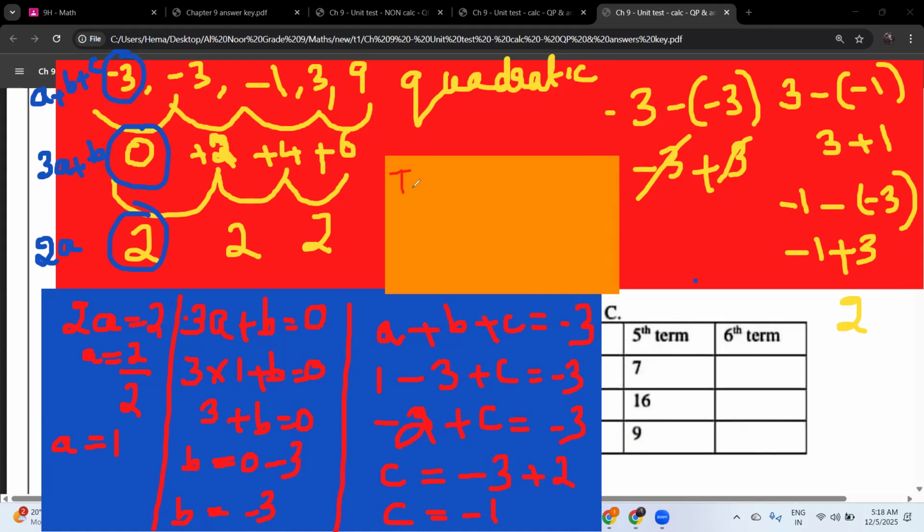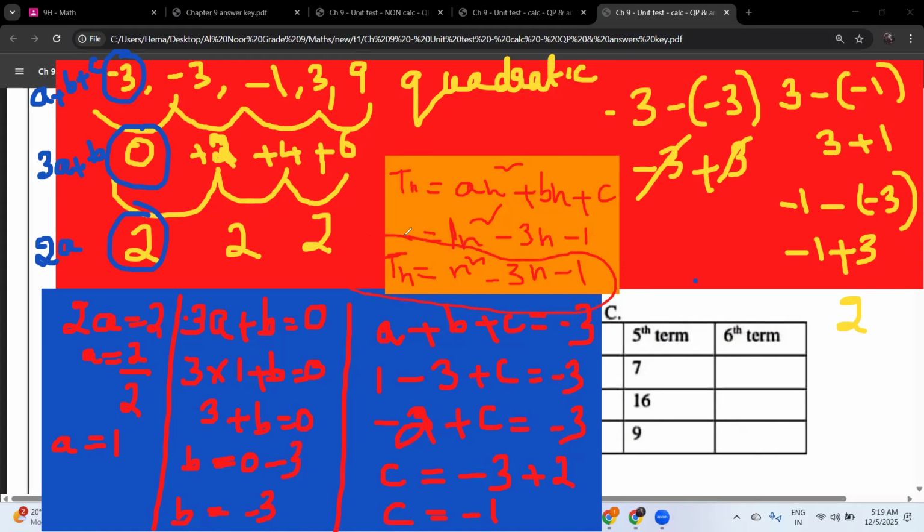So formula. What is the formula? Nth term formula, a n square plus b n plus c. Put all the values that you got. A you got 1, right? 1 n square, 1 n square. B you got -3. So -3n. And C you got -1. So what is the answer? N square minus 3n minus 1. This is the nth term, you got it, isn't it?